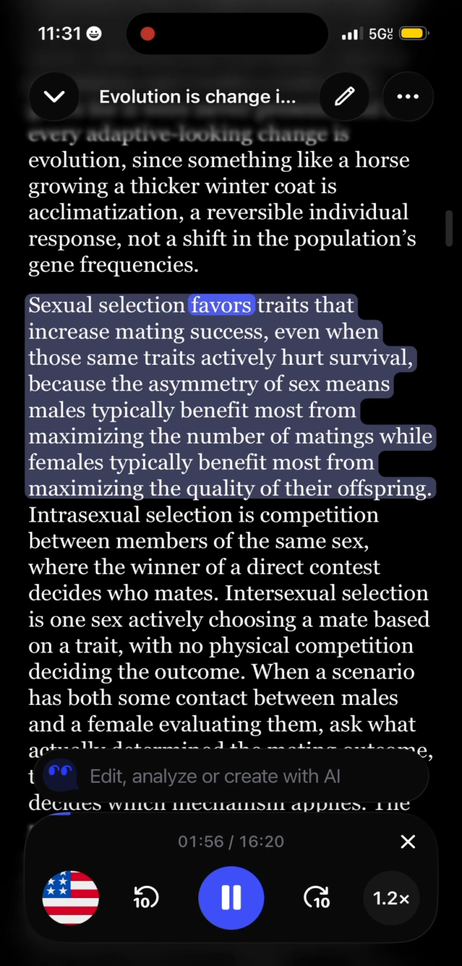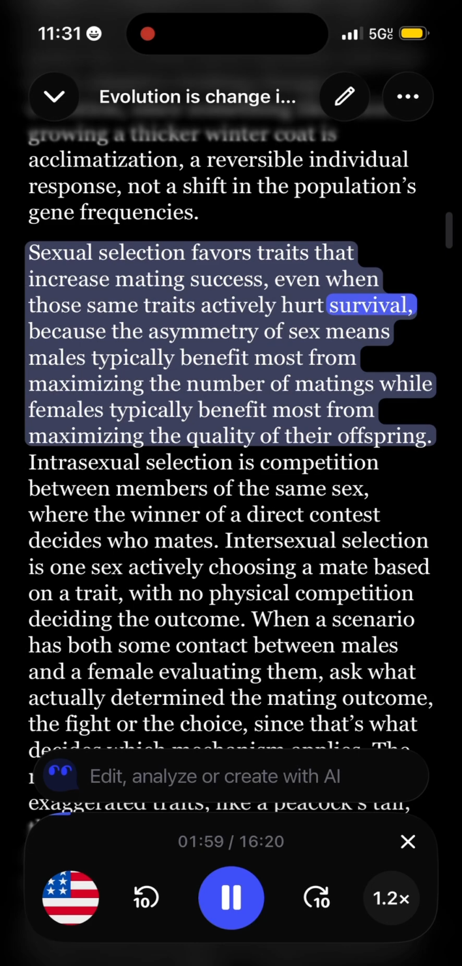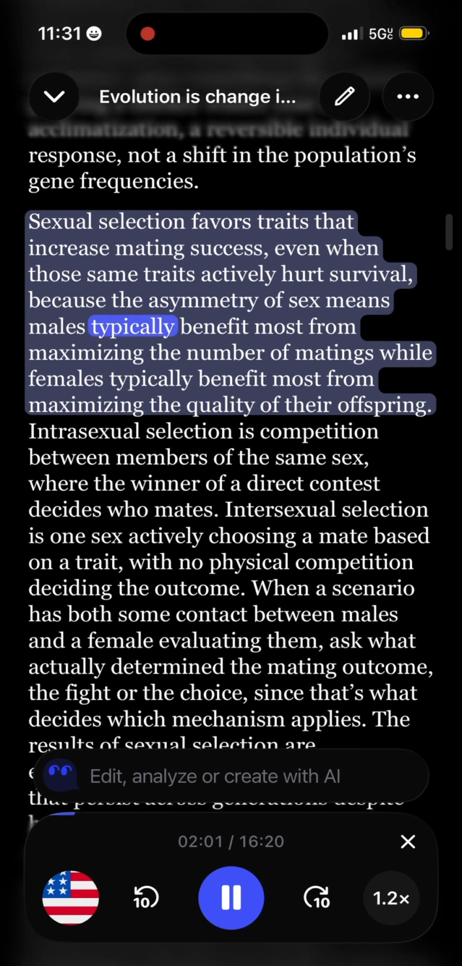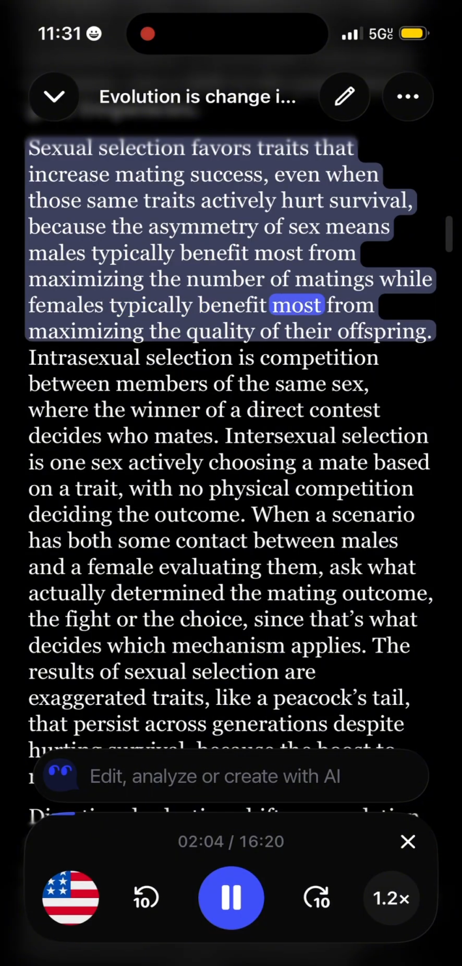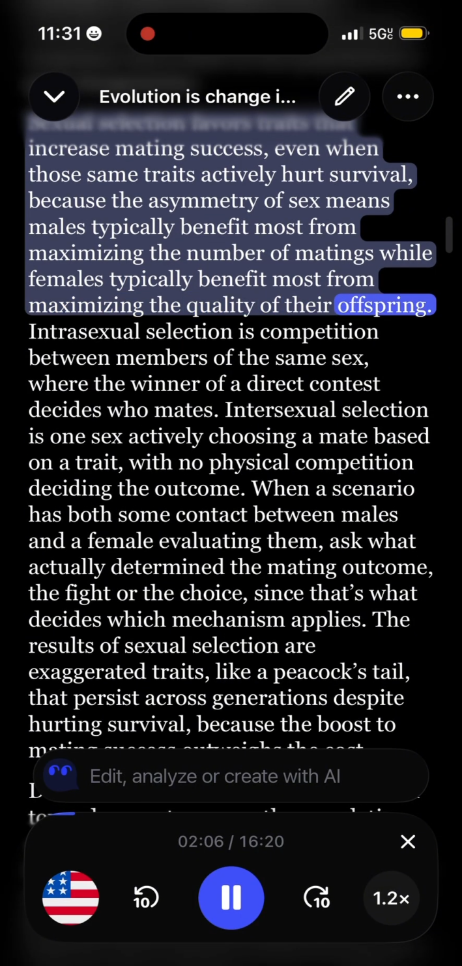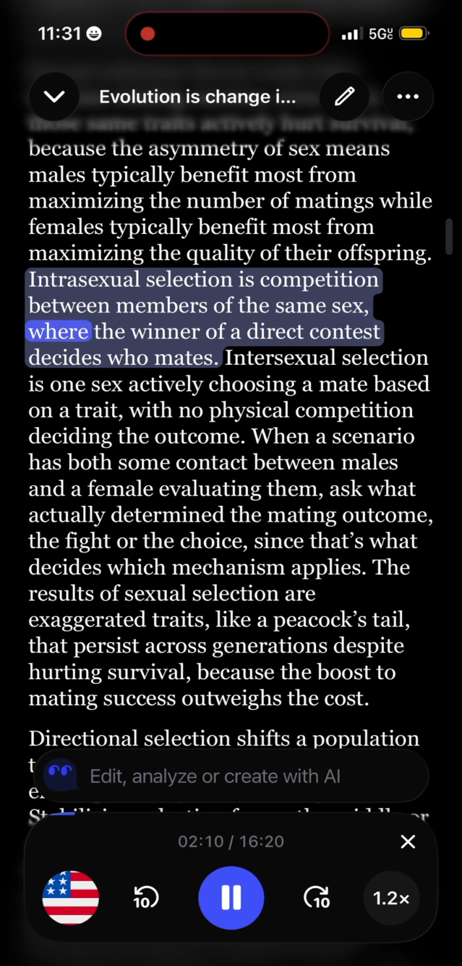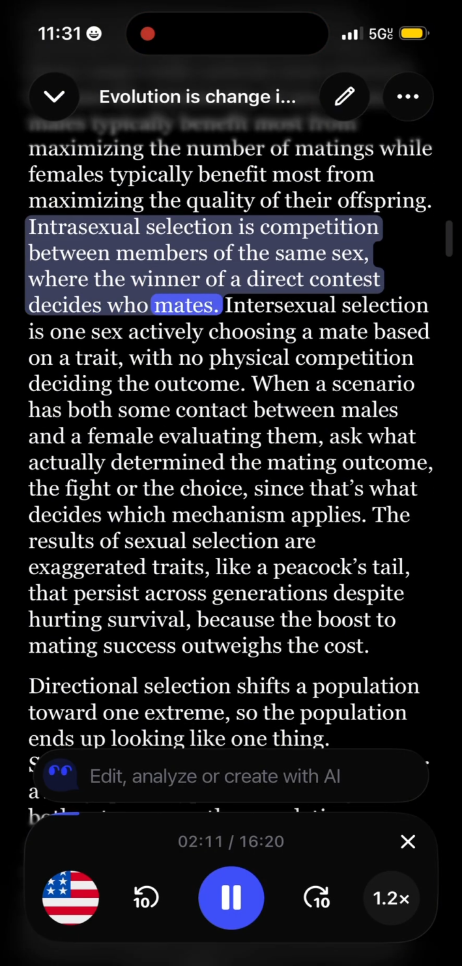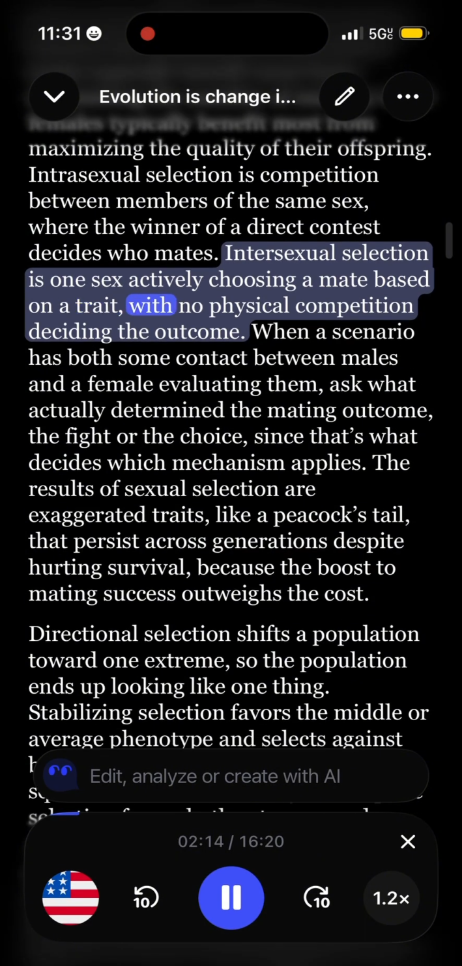Sexual selection favors traits that increase mating success, even when those same traits actively hurt survival, because the asymmetry of sex means males typically benefit most from maximizing the number of matings while females typically benefit most from maximizing the quality of their offspring. Intrasexual selection is competition between members of the same sex, where the winner of a direct contest decides who mates.